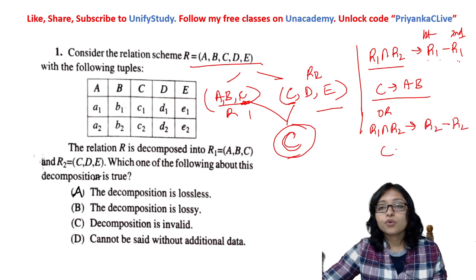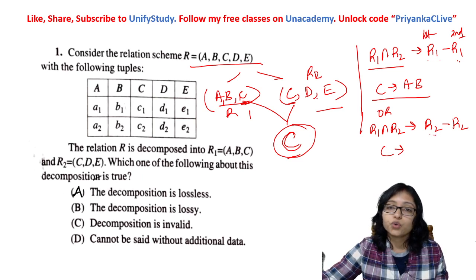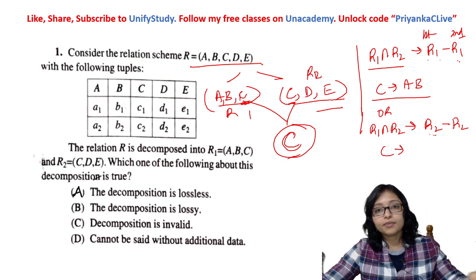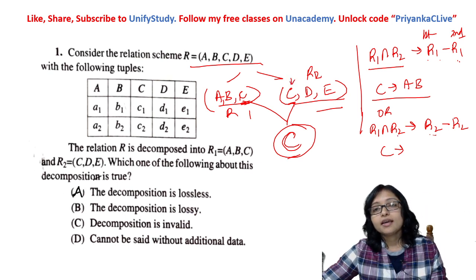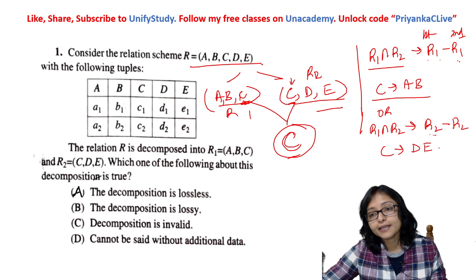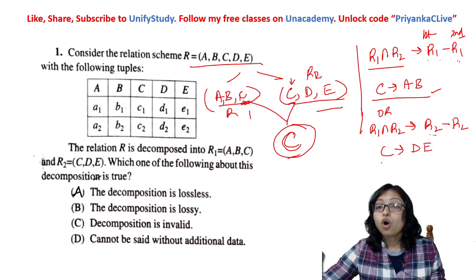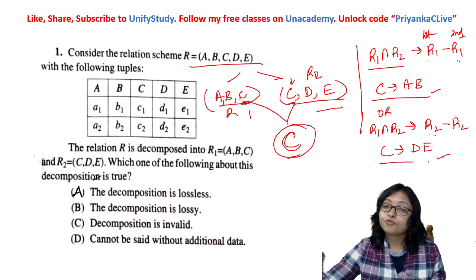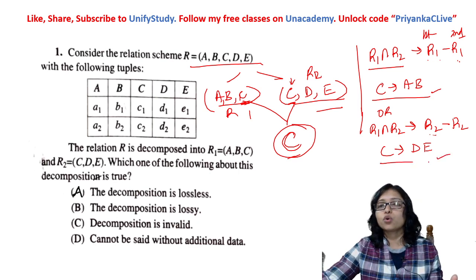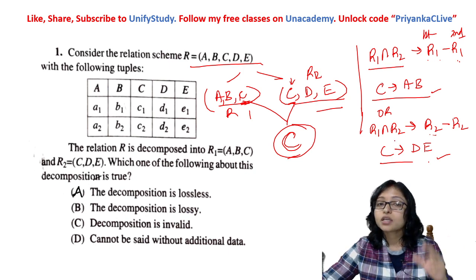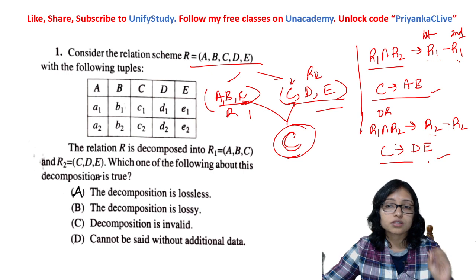So again the common data is C and R2. What is there in R2? That is C, D, E. So from this data we have to eliminate the common data that is C. Means it will be D, E. So either C implies AB has to hold or C implies DE has to hold, or maybe both are holding. That is very good, but if any one of them holds, then we can say it is lossless.